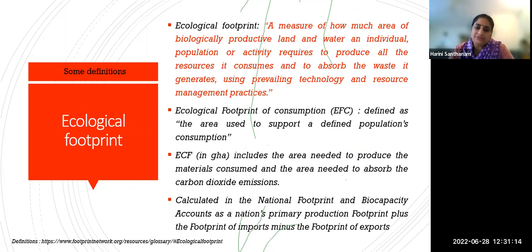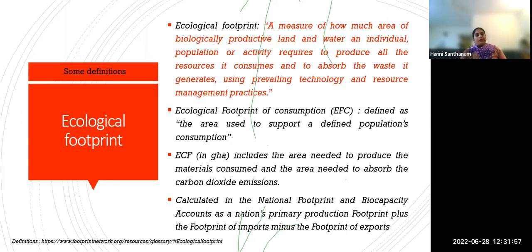So ecological footprint is defined in terms of the ecological footprint of consumption, or EFC. It is defined as the area used to support a defined population's consumption. Very easy, very simple to understand, right? It denotes the area that is needed to produce the materials consumed and the area needed to absorb the emissions in terms of carbon dioxide. Whatever we have in the greenhouse gases inventory, there are different greenhouse gases, but they are represented by carbon dioxide equivalents, right? So the emissions are always represented as carbon dioxide equivalents.